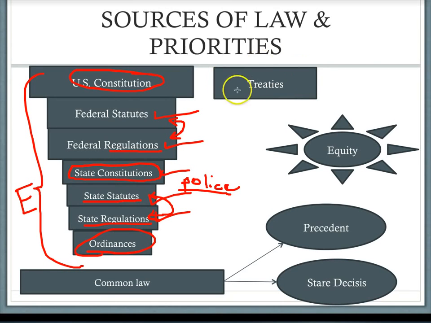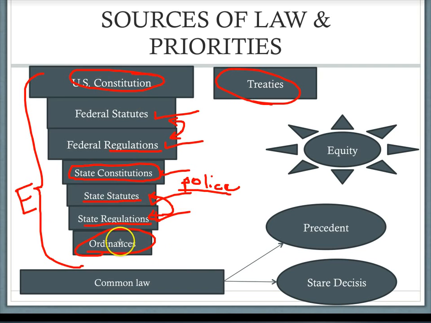Note that I've included treaties in a separate category by itself. Treaties are contracts that the U.S. government makes with other governments, and they have a high priority.